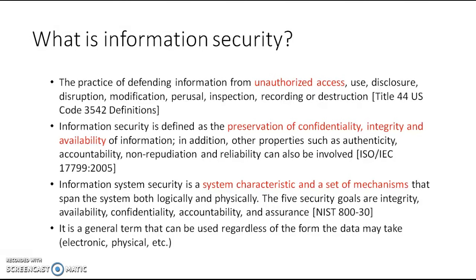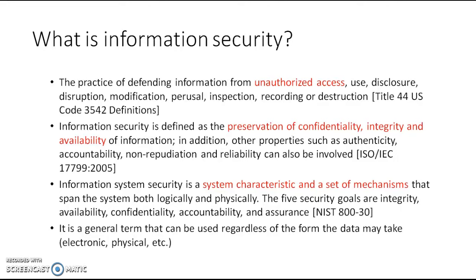The second definition is from the ISO, issued in 2005, and it says that it is the preservation of confidentiality, integrity, and availability. It is termed the CIA: C stands for confidentiality, I for integrity, and A for availability. So information security is defined as the preservation of confidentiality, integrity, and availability of information, and other properties such as authenticity, accountability, non-repudiation, and reliability can also be involved.